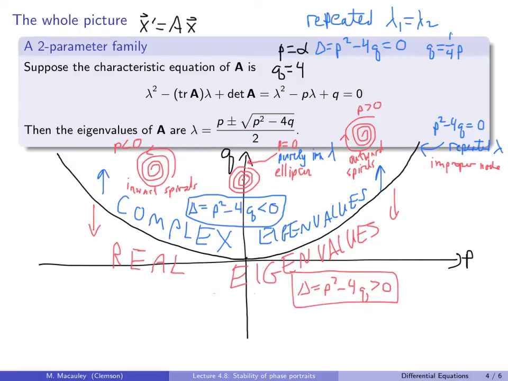Let me pause to make a comment. If the thing under the square root is greater than p squared, then we're taking p plus or minus something bigger than p, which is going to give us a positive and a negative eigenvalue. However, if the thing under the square root is less than p squared, then we're taking p plus or minus something smaller than p, so we're going to get two eigenvalues of the same sign.